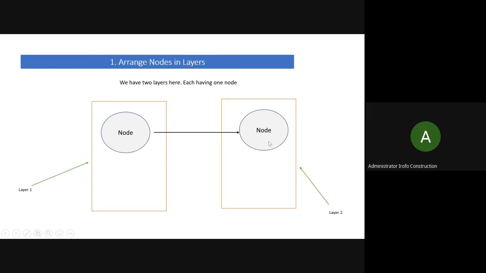And nodes can also be in layers. You can see this one, you group them. You have grouped them here. And in this diagram, you can see that you have 2 layers here. Each layer is containing one node. So we have layer 1 containing this node, and layer 2 containing this node. It's something that we should also keep at the back of our mind.